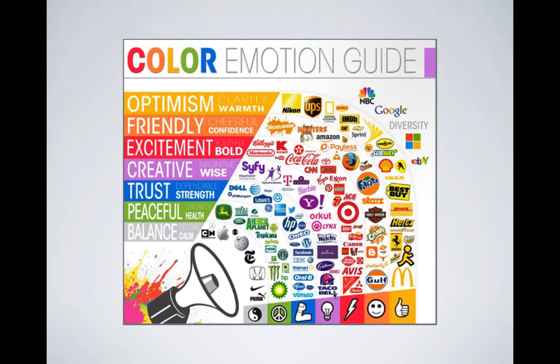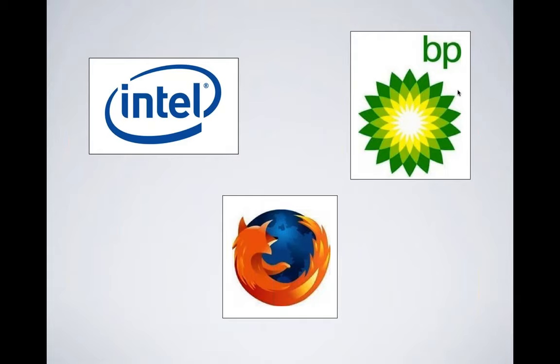So really what it comes down to is a combination of the personality of the brand that you're trying to create, and the context in which it's used. BP is an interesting case. In looking at BP's branding with this logo, why do you think they chose the colors that they did? BP is British Petroleum, so it's an oil company.